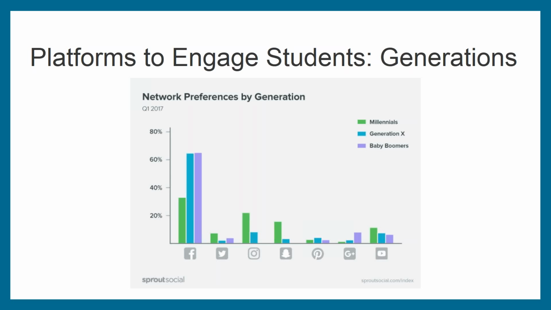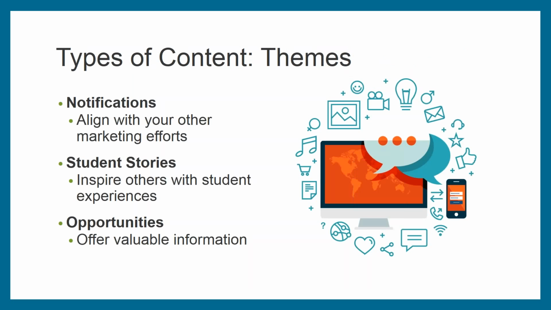Now that you see who the users are and how each platform compares to the others, let's talk about content. Users are looking to get something out of following you. Therefore, it can't be all about you. However, you also need to sell study abroad. So I've identified 3 major themes that might be helpful when you're looking at your own social platforms: notifications, student stories, and opportunities.